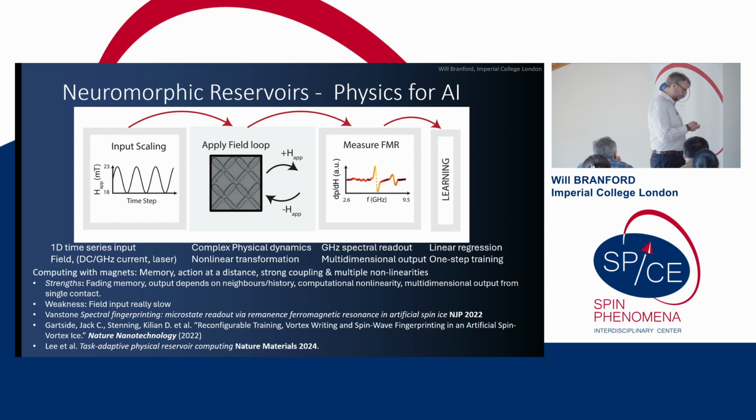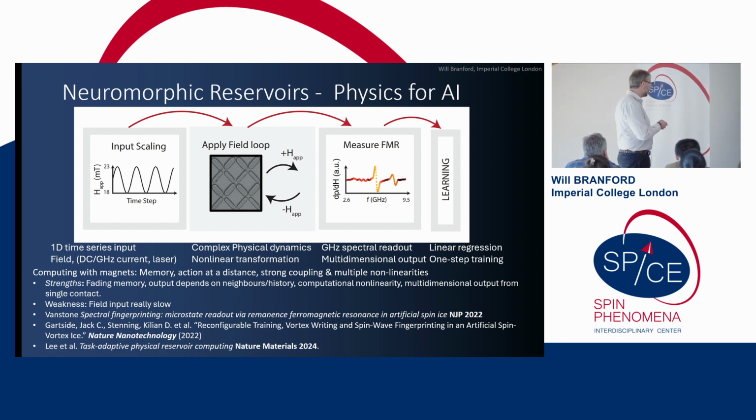Okay, so as long as we do that, here you can see the range we've scaled it to, about 18 to 23 milliseconds in this particular case. And then we cycle minor loops and we update the magnetic state. Then that updates our FMR spectrum. And then we do traditional machine learning, but of the most simple sort, a simple linear regression on the output. So we only train the outputs, which in our case is essentially the intensity that we measure at each frequency in our spectrum.